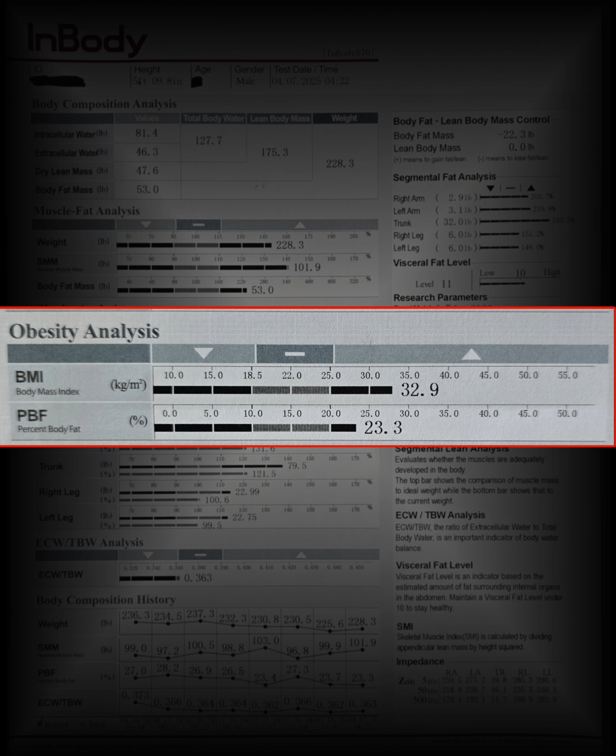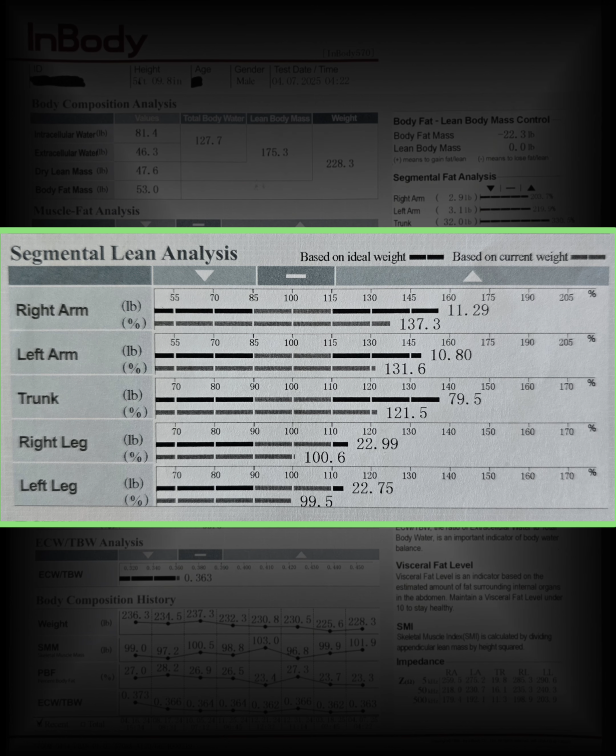For clients losing fat, aim to gradually decrease your PBF without losing muscle mass. For you athletes, let's lower your percent body fat while maintaining muscle mass. This will improve your speed, agility, and endurance. I've got that plan for you. We've just got to get you in there and lay it out for you. So let's move on to the next section, segmental lean analysis.